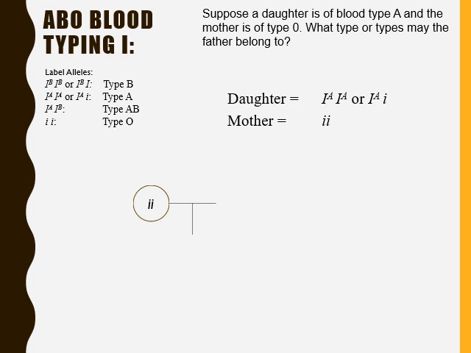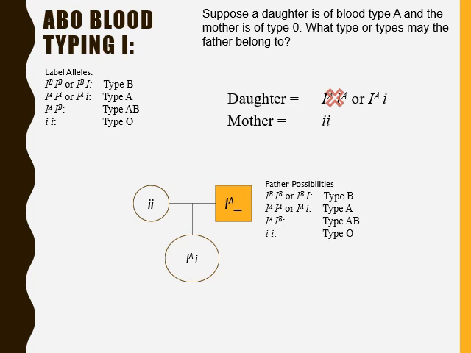So let's start off. We've got the mom. Because the mom has little i, we know that the daughter has to have a little i. So there's only one possible genotype the daughter could have, IA little i, which is right there. Now we got to figure out the father. Well, if the daughter's genotype is IA little i, she has to get the IA from her dad. So we know the dad has to have an IA. We don't know anything else about him, just that he has to have an IA.